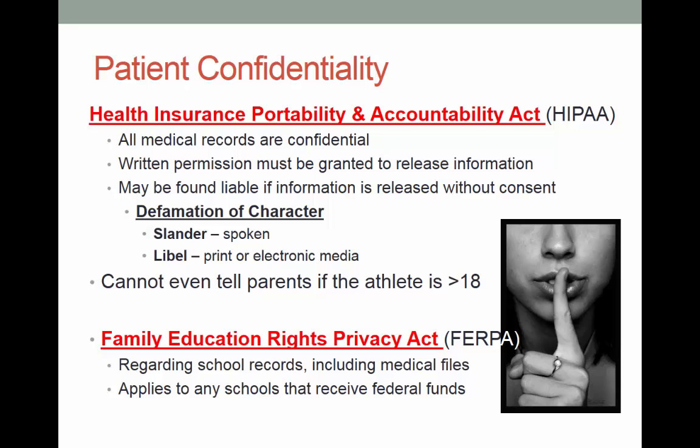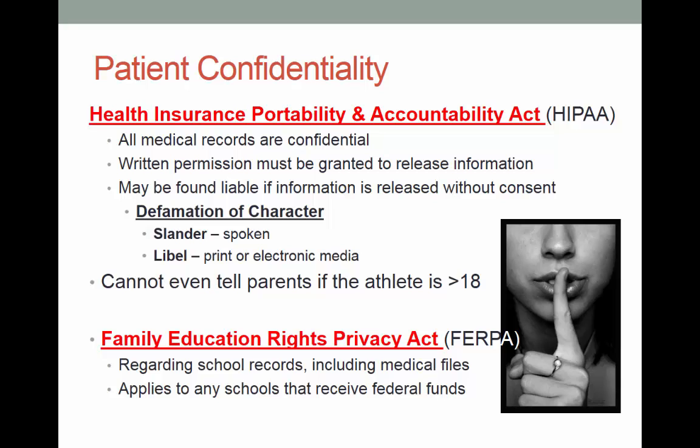Two of the most common issues come from defamation of character. Slander is anything that is spoken. Libel is print or electronic media. This means that you cannot write, speak, or post about a patient's medical condition. If you do, you could be found guilty of defamation of character.